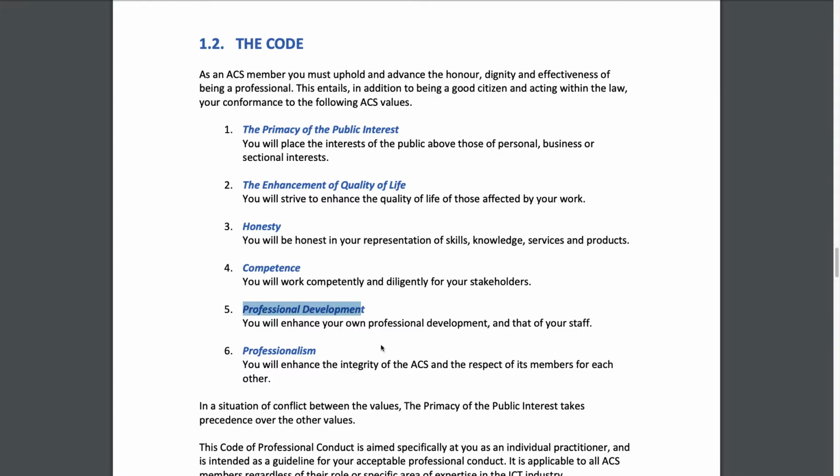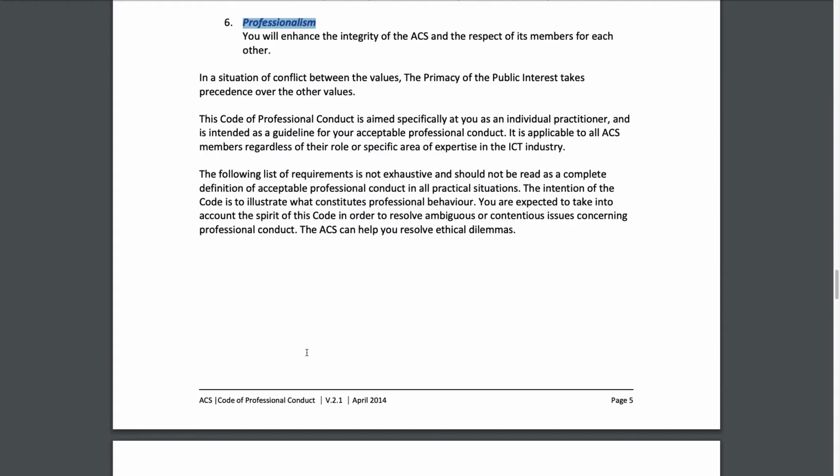Number 5 is professional development. That means at the end of year 12, okay, when you finish your studies in IDT and you go and get a career in the IT industry, that's not the last bit of study you ever do. The expectation is that you continue learning new things so that you can keep up to date with how things are changing, how IT is developing in the country and in the world. And lastly is that you'll always be professional.